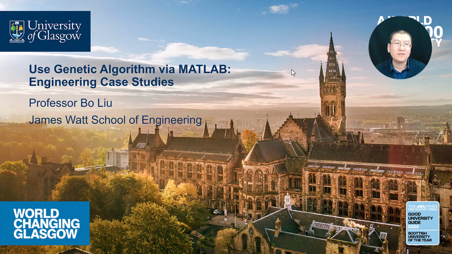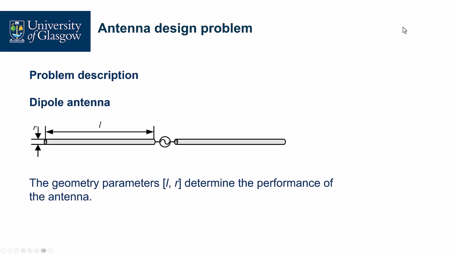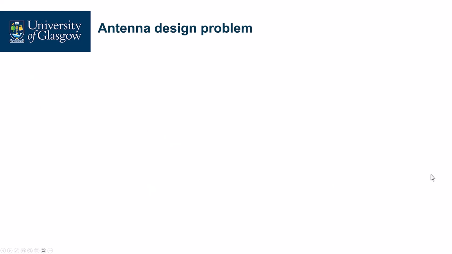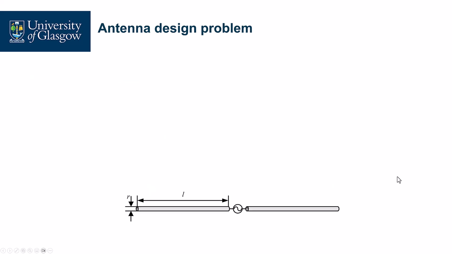And in this session, we will use a genetic algorithm to solve a real-world engineering case study. That is an antenna design problem you have seen last week, right? So remember we have talked about the dipole antenna, right? By tuning the length and the radius, we can have different performances of the antenna. So now we will design this antenna, right?